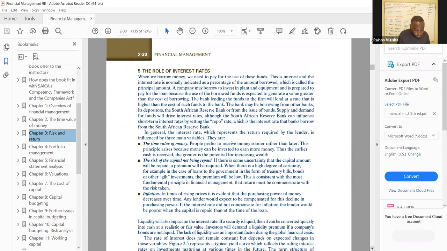Then they also look at the role of interest rates. And here, what you need to make sure that you take note of is that they say, in general, the interest rate, which represents the return required by the lender, is influenced by 3 main variables: the time value of money, the risk of the capital not being repaid, and inflation. So potential theory questions there, take note of that.